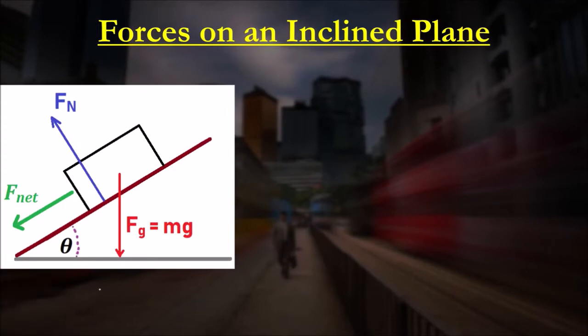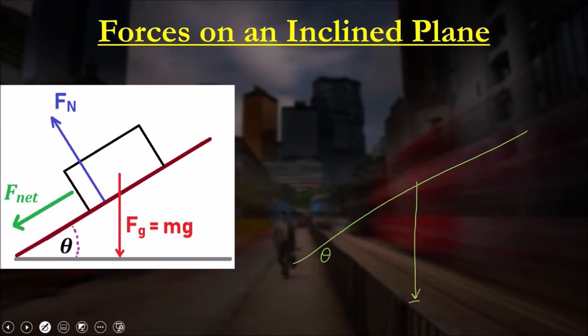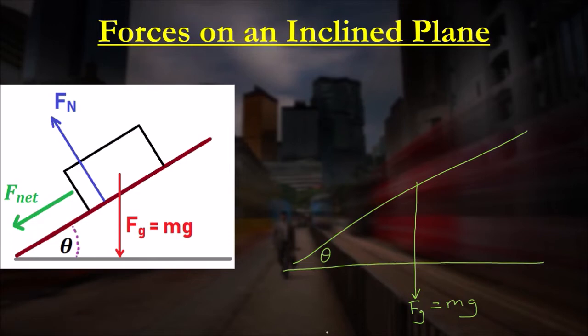So let's just start here. We have an inclined plane at an angle theta. We have our object. Let's just ignore that object for now, pretend it doesn't exist. We have a force pulling it down. That is Fg, and Fg is given by the mass times acceleration due to gravity. So we draw it along like that. Okay? So that's the first step of what we know.